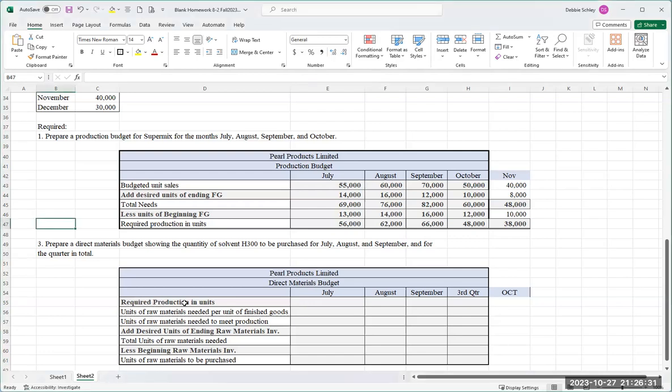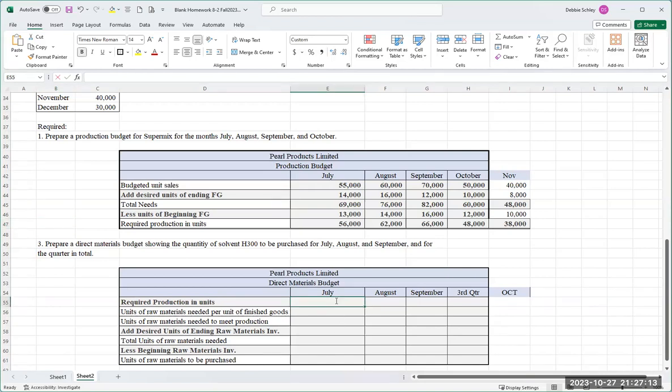So very first line, required production in units is the one you pick there. And if you notice in required 1, that was the answer we figured out. Okay. The second one that you've got to fill in, add desired units of ending raw materials inventory. Make sure, because there's a lot to choose from, that you're choosing add desired units of ending raw materials. And then this other one, less beginning raw materials. Again, there's a lot to choose from. Make sure you're choosing raw materials for this problem.